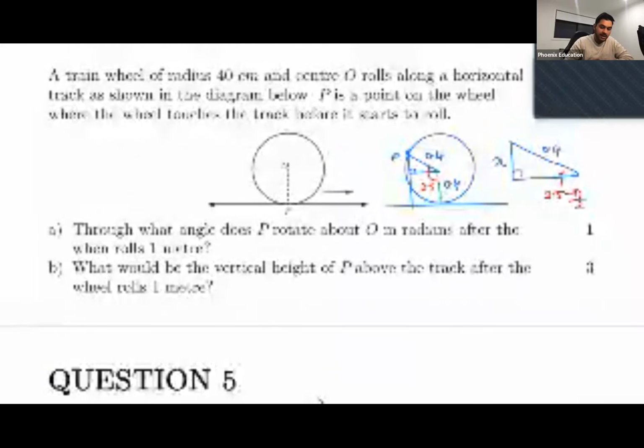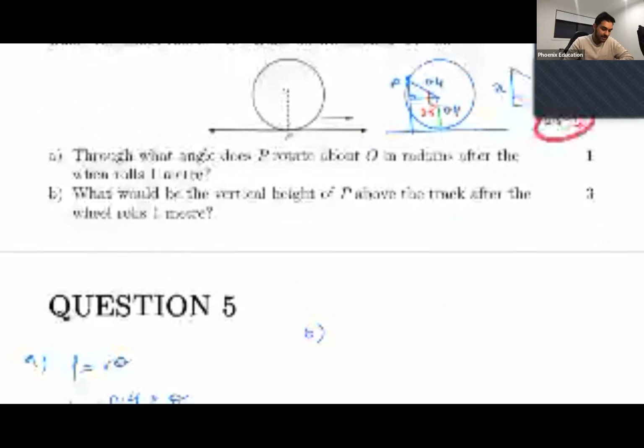And the thing is, we are keeping everything in radians, so we haven't converted this into degrees. So we need to subtract pi on 2. If you subtract 45, you'll mess up your question. So keep all the units in radians.